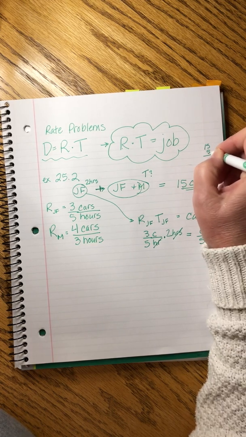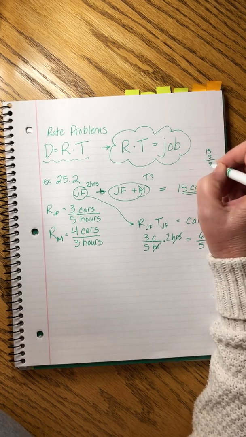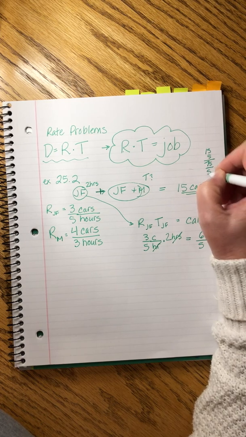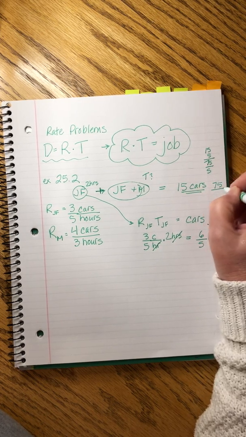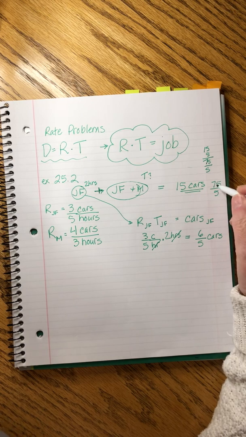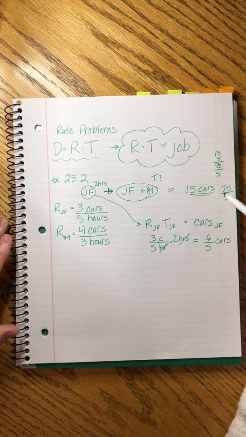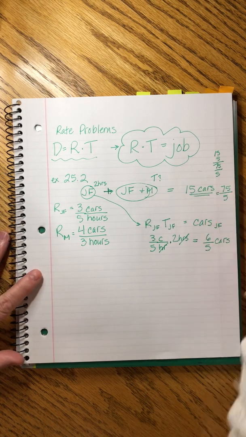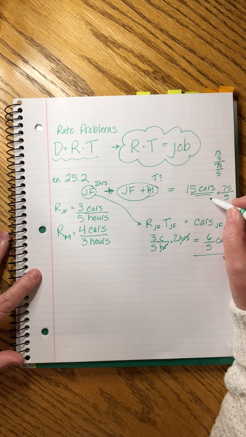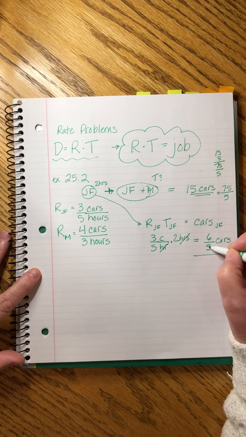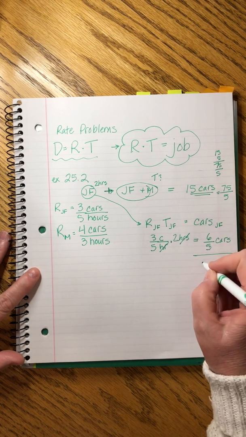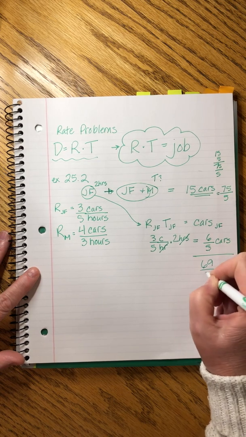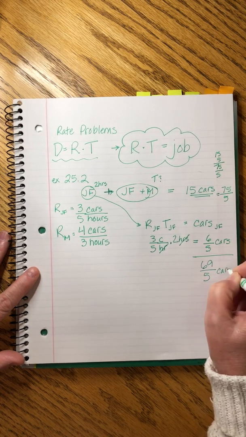Sorry, I'm getting distracted. This is 75/5, okay? If we put the number of cars they have to wash in a fraction with a 5 on the bottom so that we can compare these, 15 equals 75/5. Joe Frank's doing this many by himself. That means that's how many cars they have to do together.